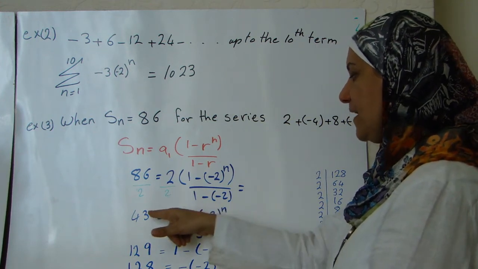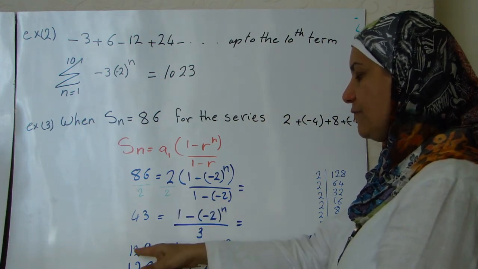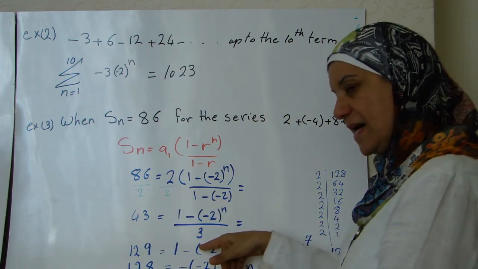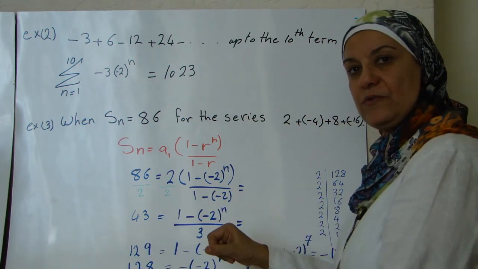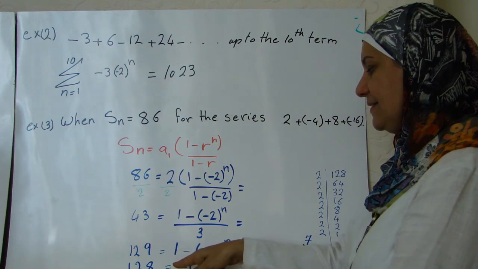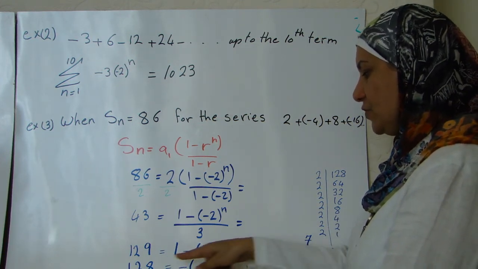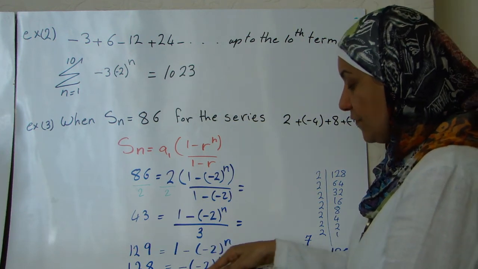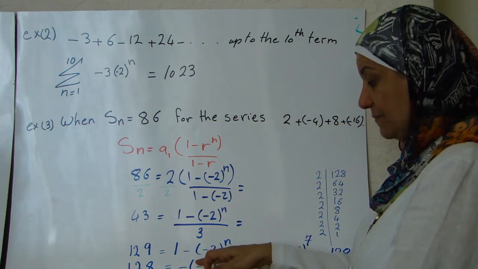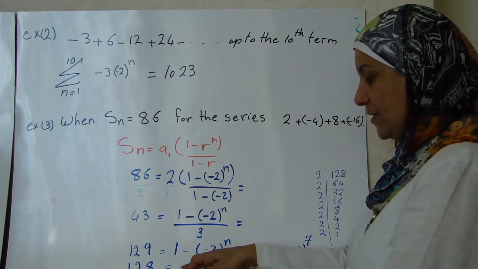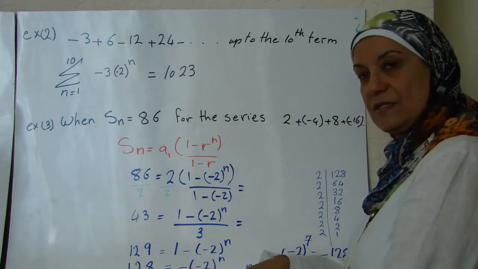Now, I'm going to multiply both sides by 3 to get rid of this 3. I'm going to have 129 equals 1 minus negative 2 to the power of n. Take the 1 to the other side, it becomes 128 equals negative 2 to the power of n. So what am I going to do? I'm going to search for something to the power of n, and it has to be negative, of course, because I need my negative sign to be multiplied with this negative sign outside to form a positive sign, which is 128.